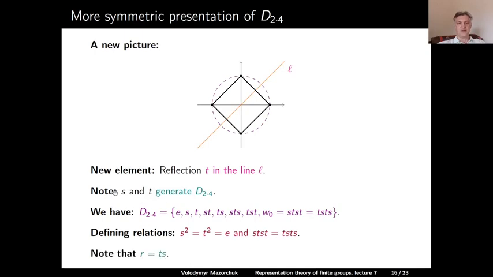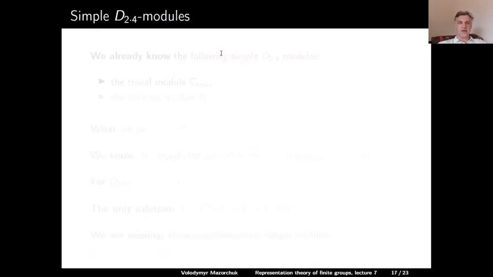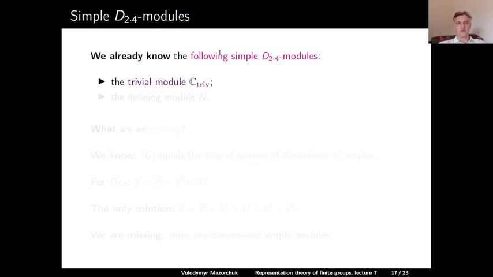So in these generators S and T, the element R, our rotation, is equal to the product of T and S. So now we can try to classify simple modules over D2 times 4. So we already know the following simple modules. Of course, we always have the trivial simple module. But we also know that the defining representation of any dihedral group is simple. So we have the defining module, let's call it capital N.